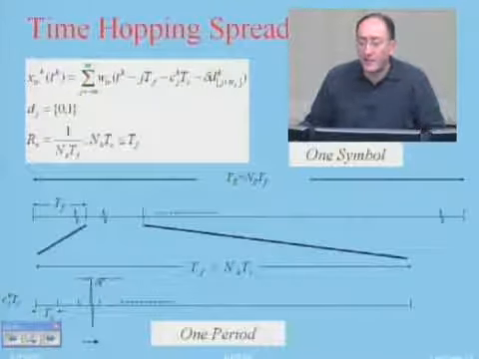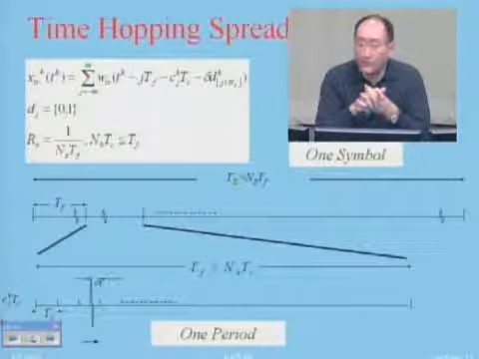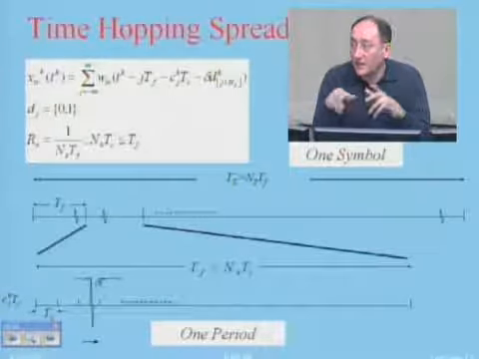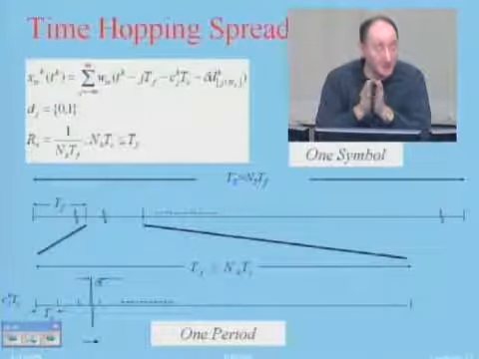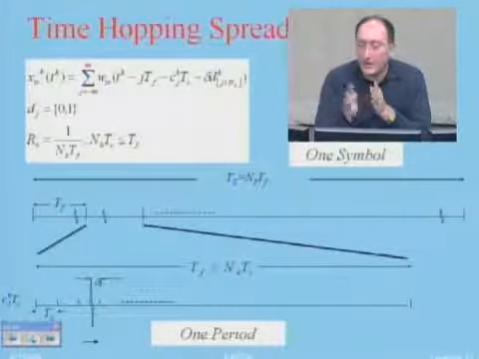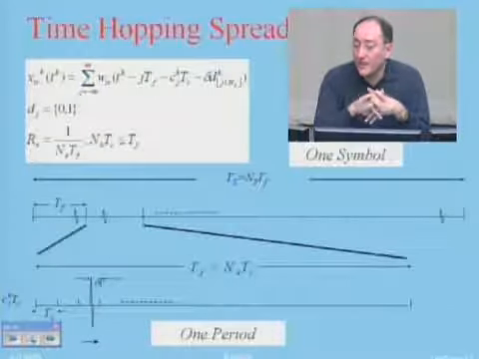How do you generate the PN sequence in there, the random number? The same way that I was doing for frequency hopping spread spectrum. I create the random number generator, and so that's why they call it time hopping spread spectrum. What is the advantage of this, and how does it compare?